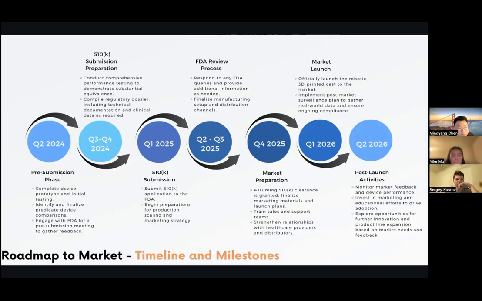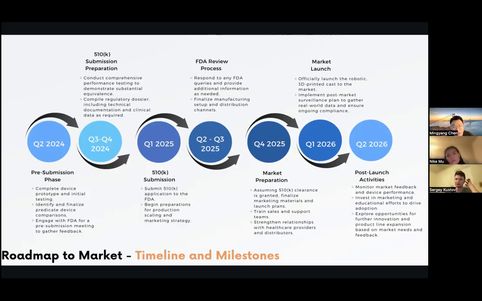We will begin preparations for production scaling and the marketing strategy. And in Q2 and Q3, we will go through the FDA review process. We will respond to any FDA query and provide additional information as needed, and we will finalize manufacturing setup and the distribution channels. And in Q4, we will prepare to market. We are assuming 510(k) clearance is granted, and we will finalize marketing materials and launch plans. And we will train sales and support teams, and strengthen relationships with healthcare providers and distributors.